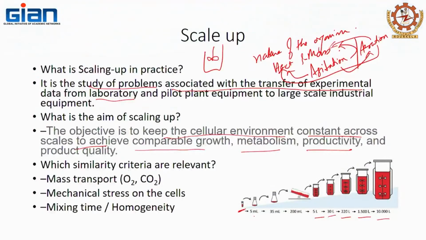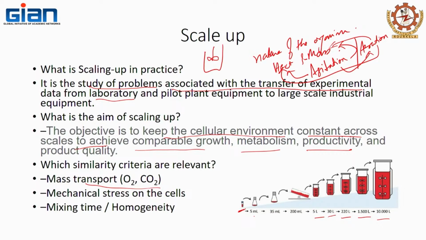So, which are the most important similarity criteria? We talked about that, and thank you for bringing all of those answers. The similarity criteria that you have to maintain would be your mass transport, which is your O2 and the CO2. The CO2 which is being generated has to be removed. Larger the fermenter, more the biomass, more the CO2, more the removal. Larger the fermenter, more the biomass, more the O2 required. Mechanical stress on the cells: larger the biomass, bigger the agitators and the impellers, and the design of the impellers, more the shear stress.